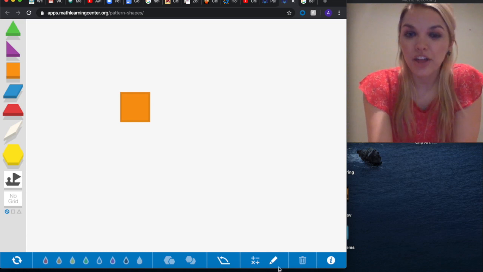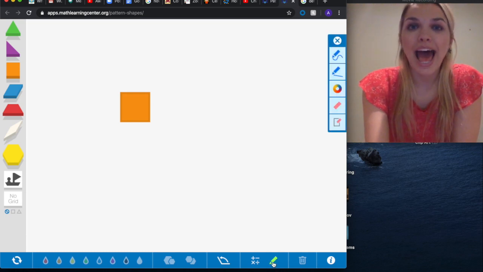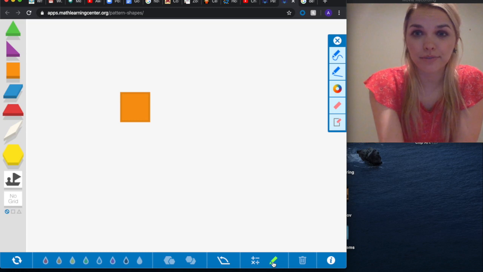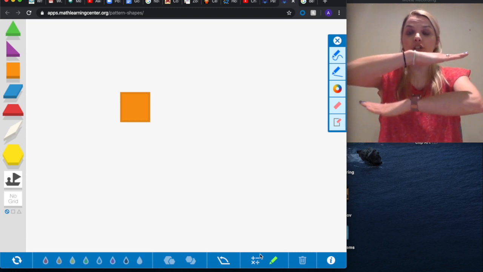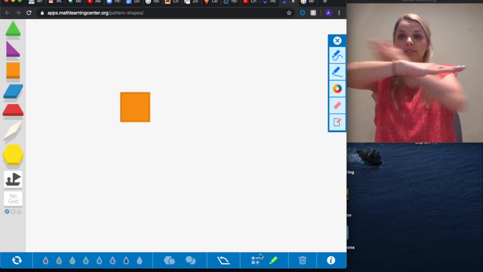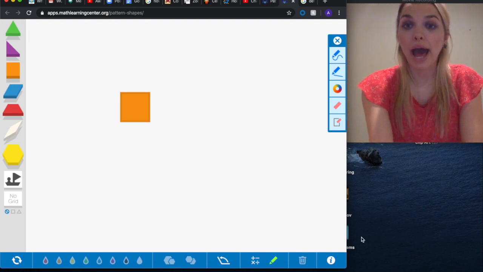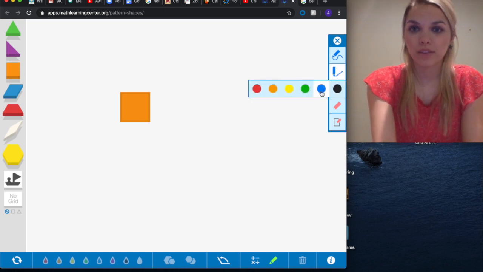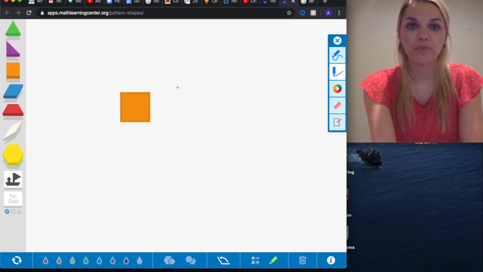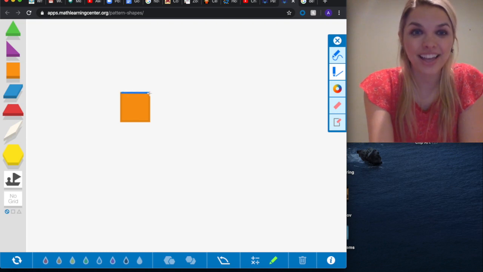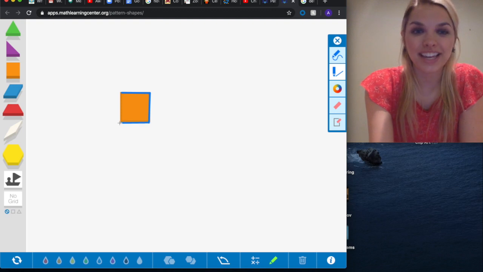Looking at our square, the first thing that we're going to do is count how many lines our square has. Remember, lines are straight and they start and go all the way across. So let's go ahead and count how many lines we see. We're going to do this using the color blue. 1, 2, 3, 4. That's right. Our square has 4 straight lines.